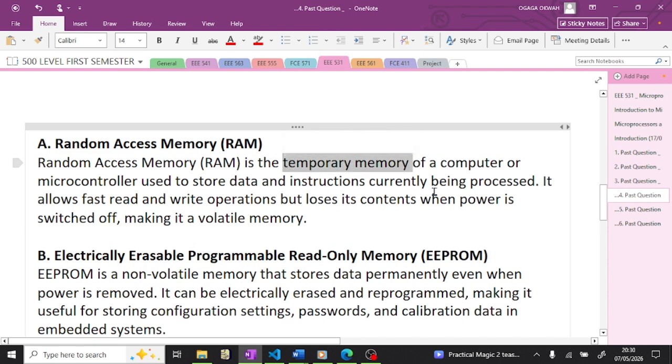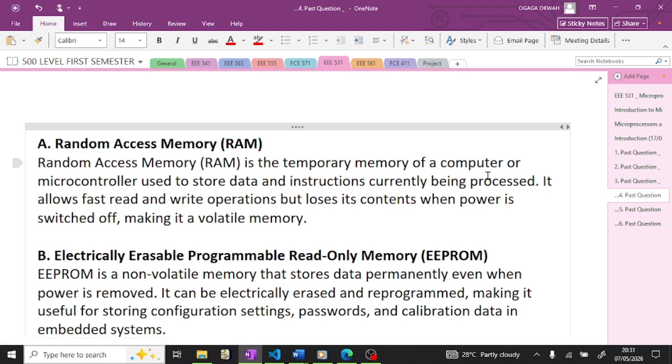Temporal memory of what? Of a human being, or computer or microcontroller, and it's used to store data and instructions currently being processed. Whatever data is being worked on, whatever data is being processed, that's the data that is being stored in RAM.